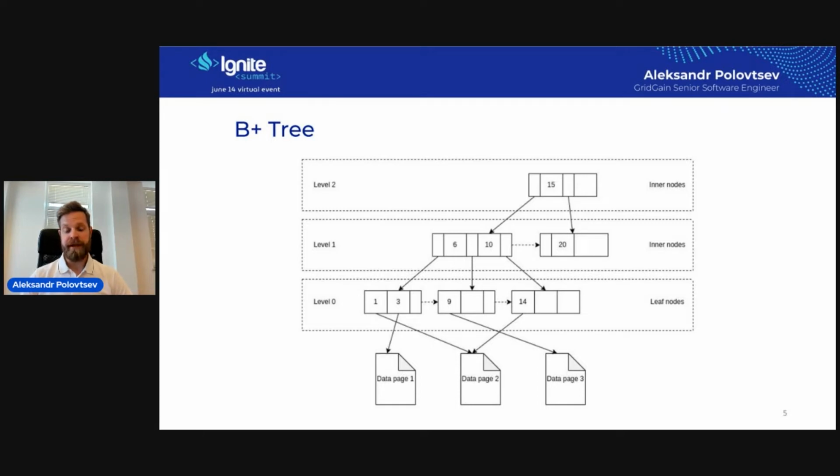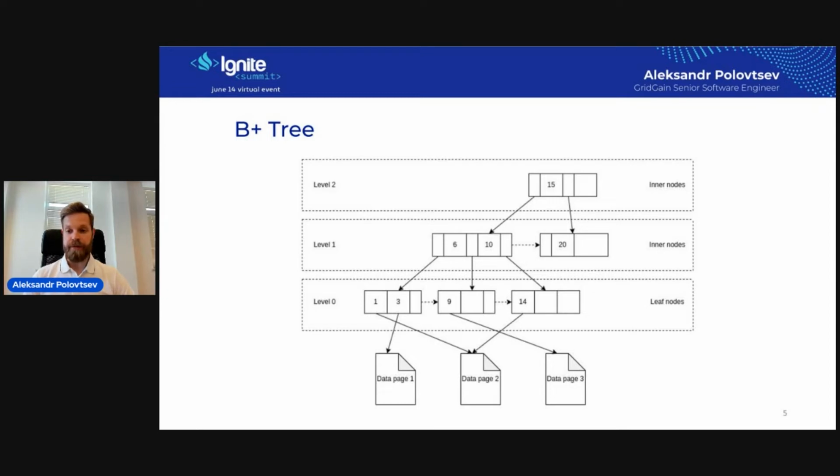So unlike inner pages, leaf pages can only contain key values and links to the particular pages over which this B+tree was built. Additionally, every level in the tree is organized into a linked list, which allows you to optimize some operations such as range scans, for example.